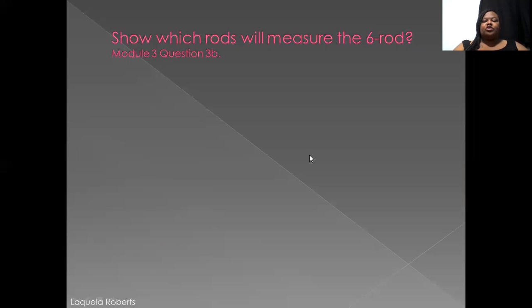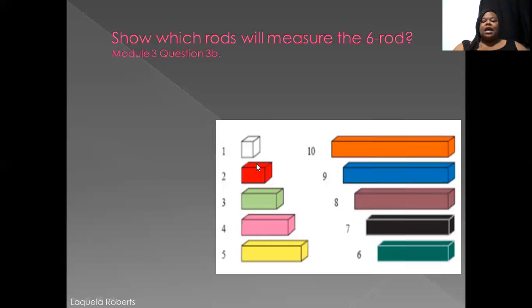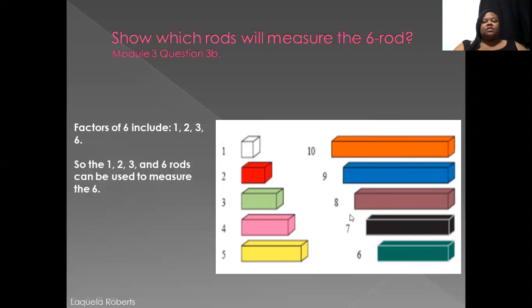So which rods will measure the 6 rod? As you see, we have our rods to the right, and the factors of 6 include 1, 2, 3, and 6, because 1 times 6 is 6, 2 times 3 is 6. So as you can see, the 1, 2, 3, and 6 rods can be used to measure 6.